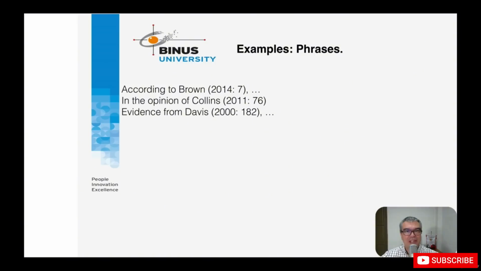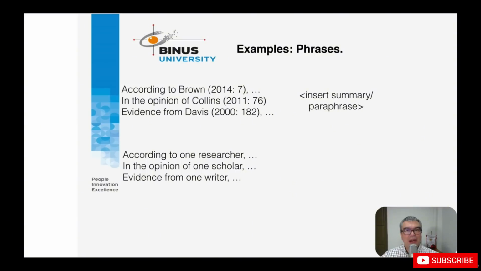Evidence from Davis, and so on. After that, of course, it will be your paraphrase or summary of the ideas you are describing from that author. Finally, another way of making a citation is to make a statement, but the actual information about the author and the publishing year is just given in brackets at the end of the sentence.